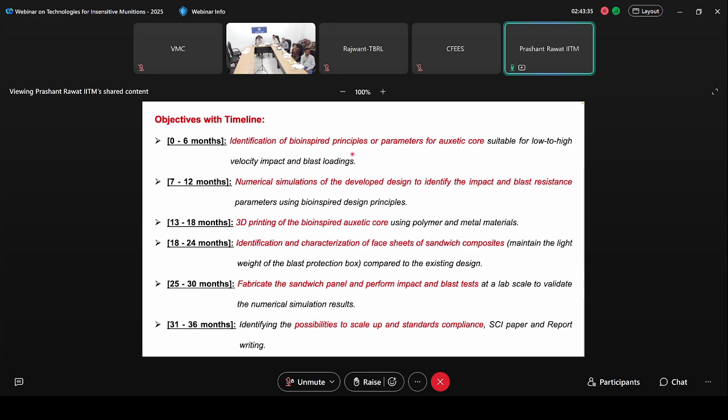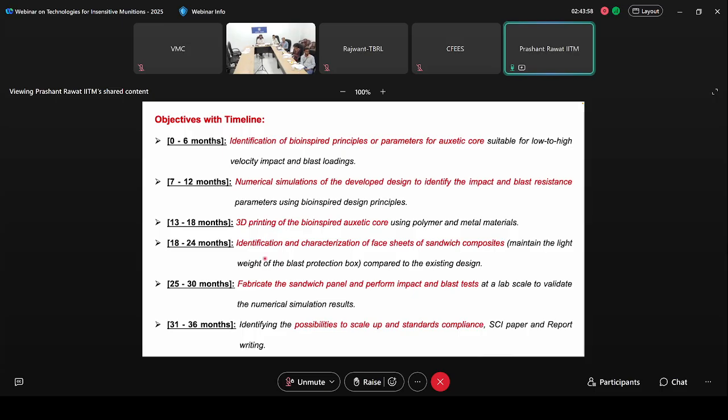Then, based on those parameters, we will be performing numerical simulation to prove that this design is going to work. And then we have a 3D printing facility, from polymer composite to metal composite materials. We are going to print exactly the same design as a scaled-up model, and after proving it at the coupon level, we can go for integrated box design and development.